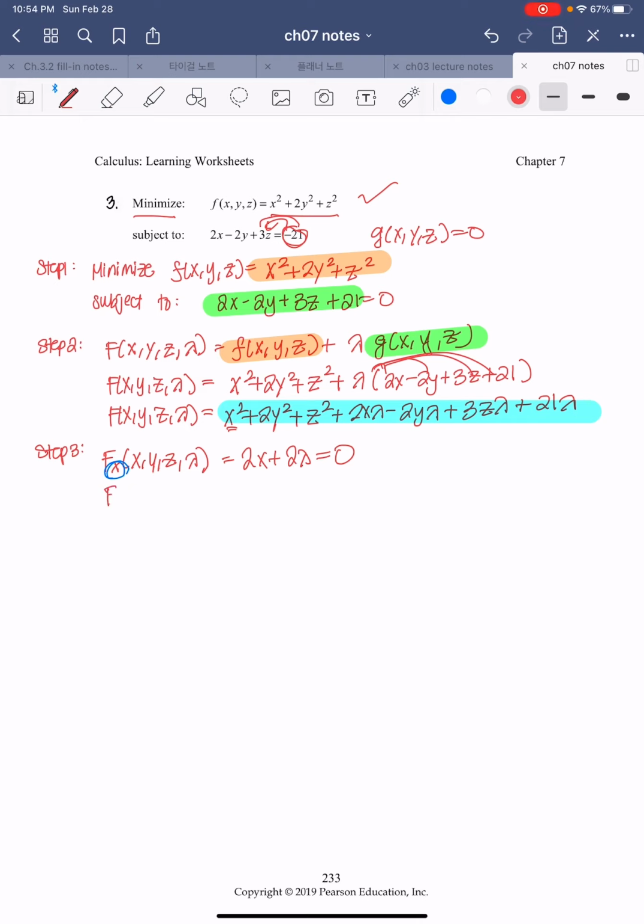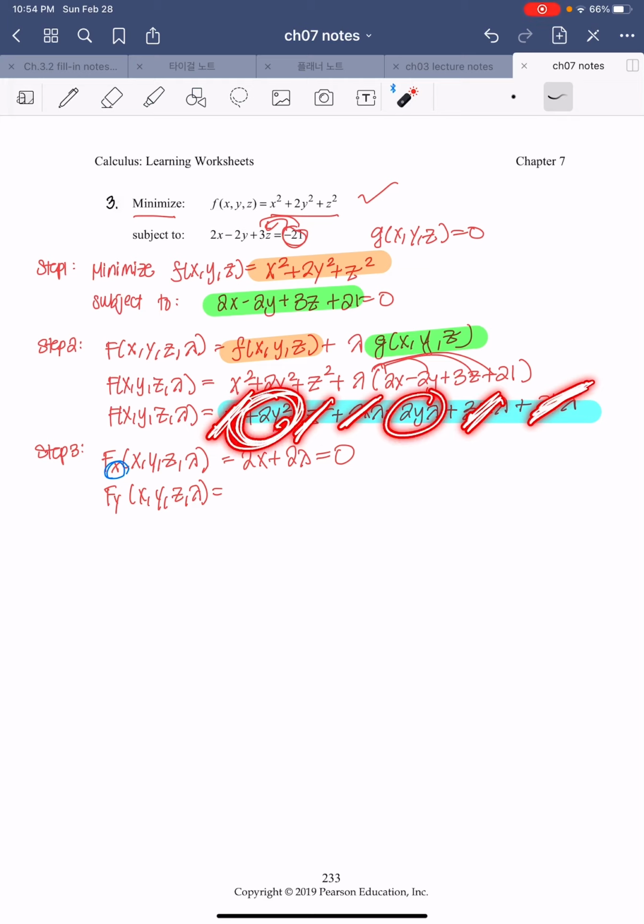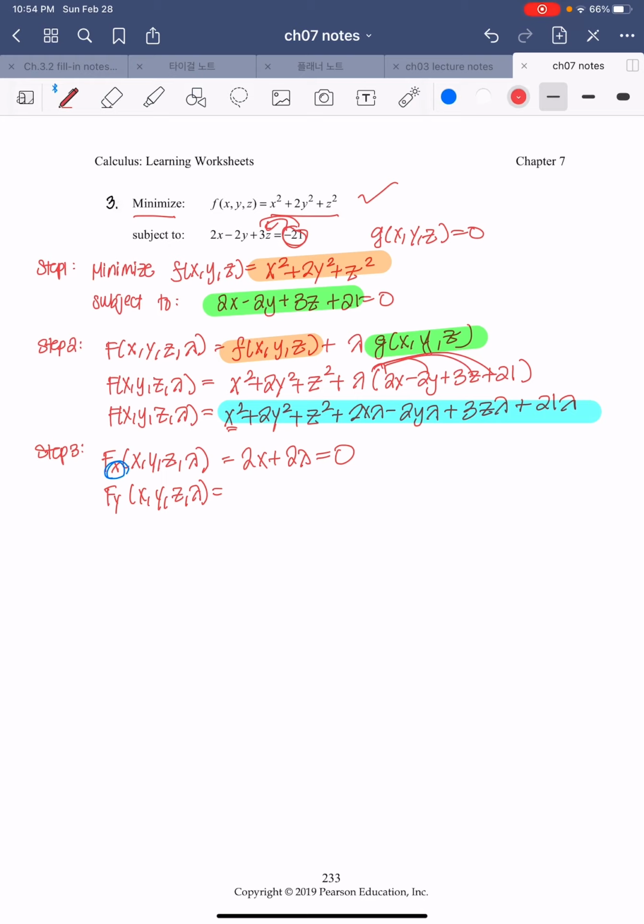Now let's do f partial derivative with respect to y. This time I'm only paying attention to the y term. So this is a constant, this is a constant, this will be constant, this will be constant, this will be constant. So I really have to pay attention to the second term and then the fifth term. 2y squared, if you take the derivative, that will be 4y. This one over here will be 2 lambda, but negative. So I have 4y minus 2 lambda, set it equal to 0.